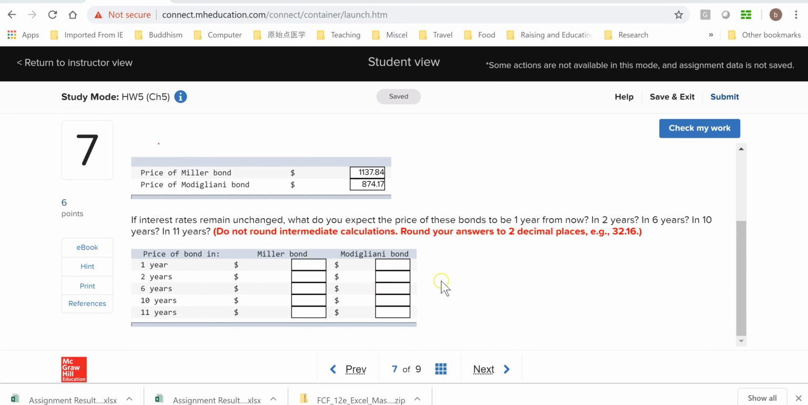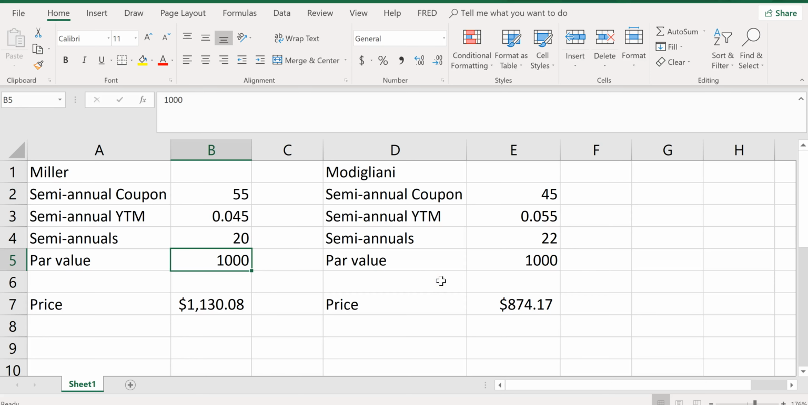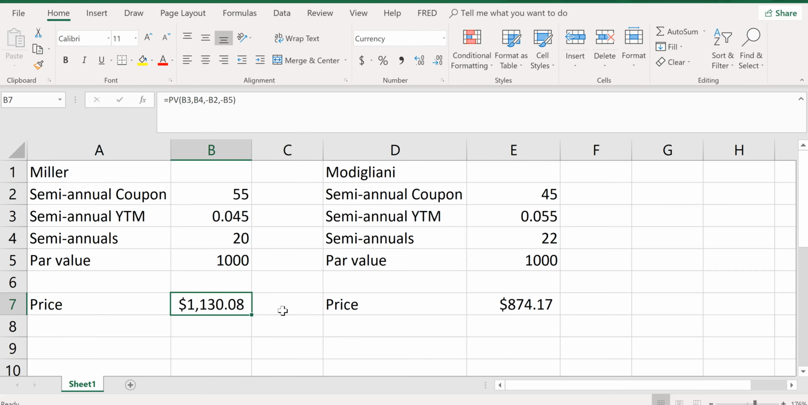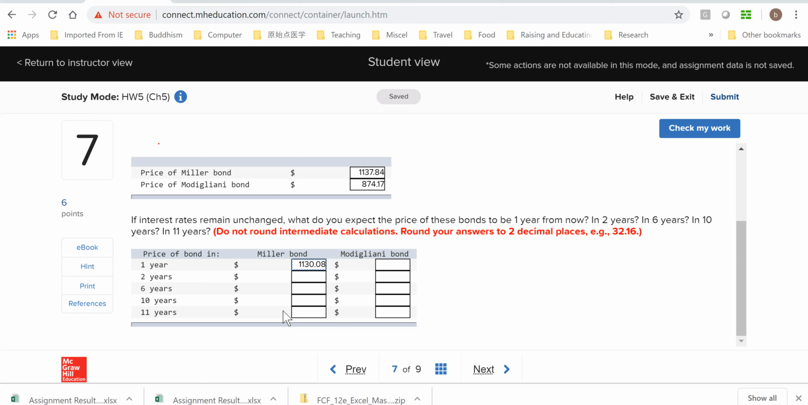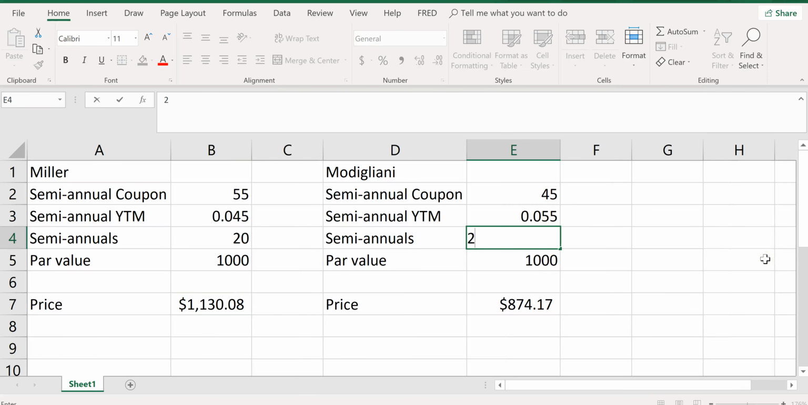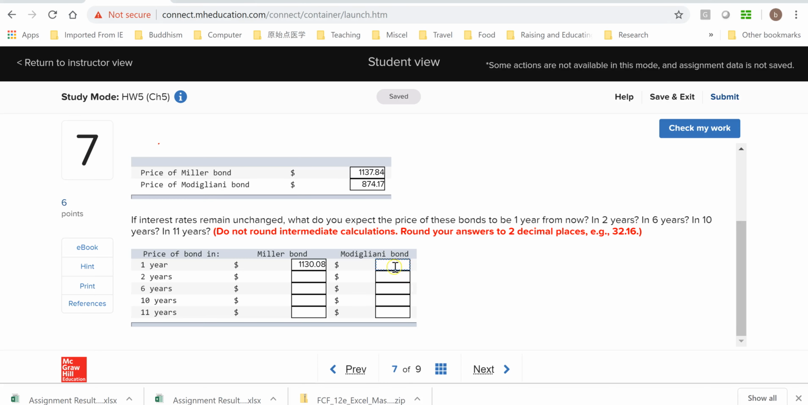So let's just fill in this blank. Now the price 1 year from now will be 1,130.08. And for Modigliani, it's the same. We just change this to be 20, and that makes the price 880.50. Again, the rounding requirement says to round your answers to 2 decimal places. So that's exactly what we did.